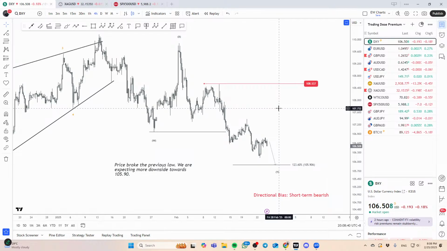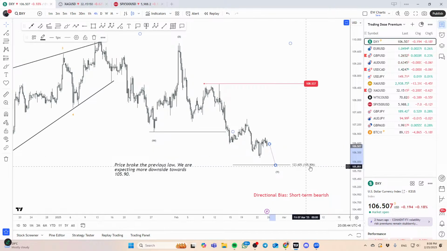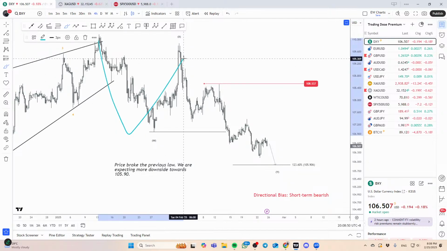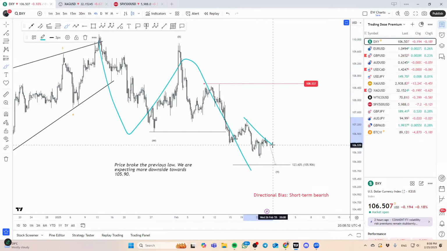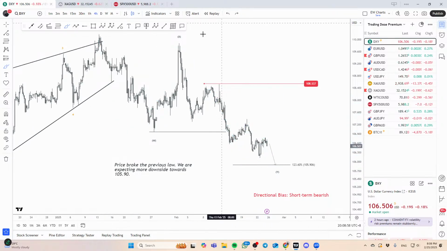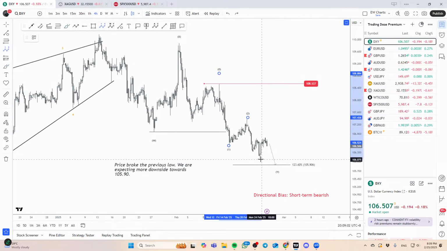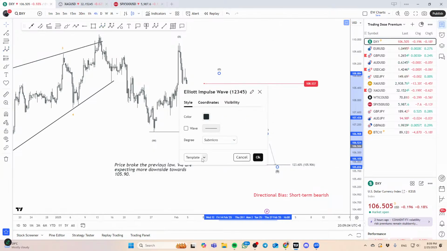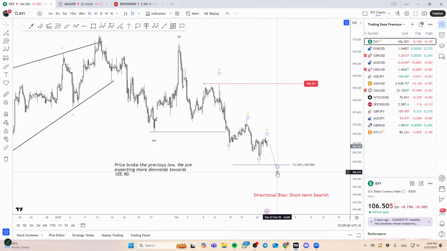Okay. Dollar here, we are looking at a little bit more downside towards 105.90 to complete an overall WXY, right? And this can also turn into a diagonal, like 1, 2, 3, 4, 5. Very high probability. All right. So if I can put in a little bit more detail on the label, possibly something like this, right?